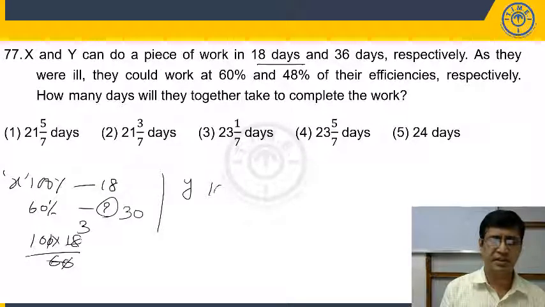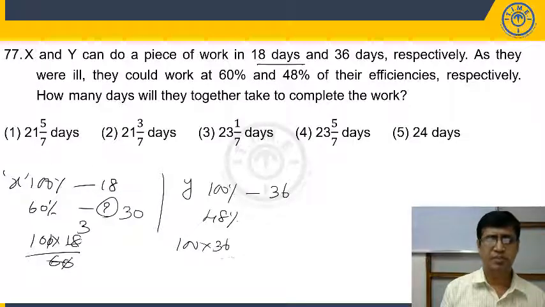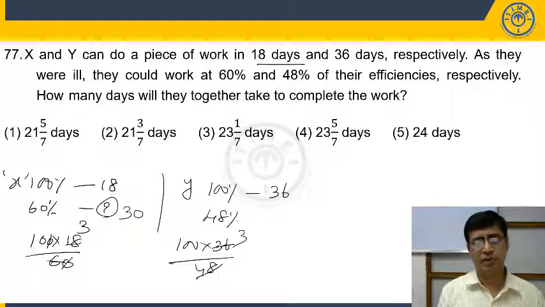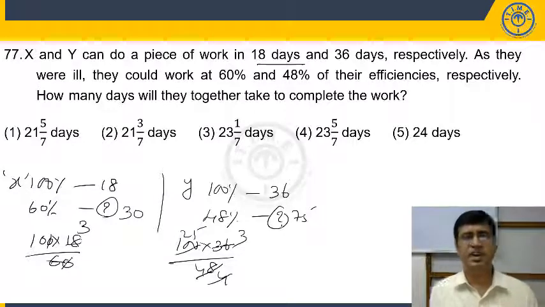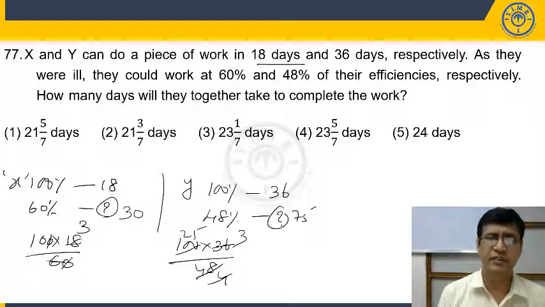What about the Y? Y at 100% efficiency, how much is it? 36 days. So 48% means now 100 into 36 by 48. Dividing with 12, 3 times and 4 times. 4 it goes 25 times. Now what is the result? The other person can complete the work in 75 days.